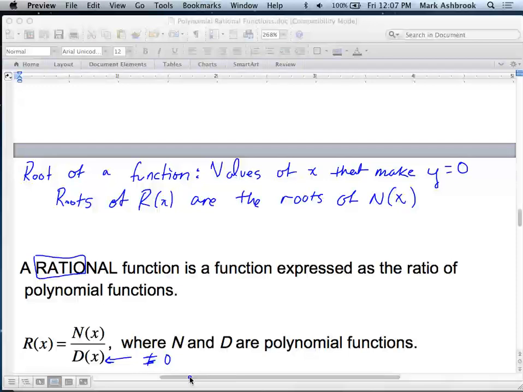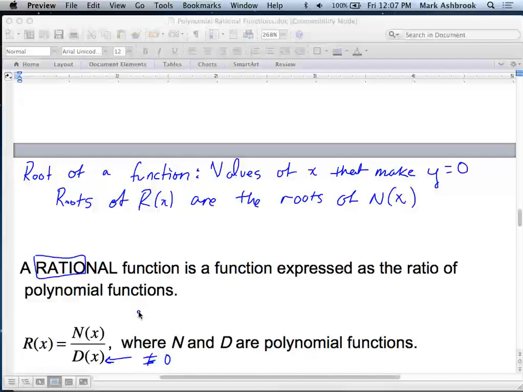What about the y-intercept of a rational function? How would you find its y-intercept? Set x equal to 0, just the same as a polynomial. We want to know what the y value is when x is 0, so you just plug 0 into your function to see what you get for the y value. The y-intercept is no different. The roots of a rational function are the roots of the numerator.